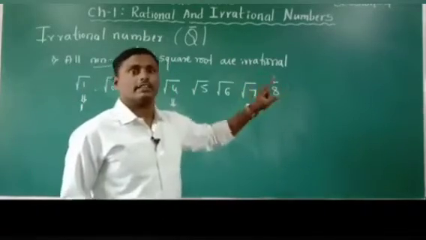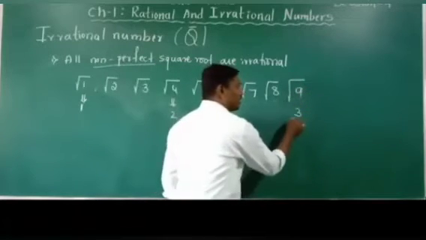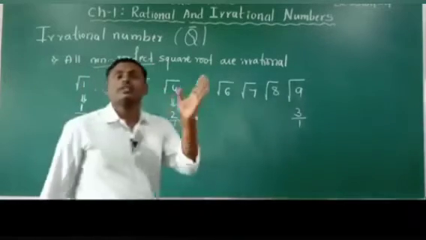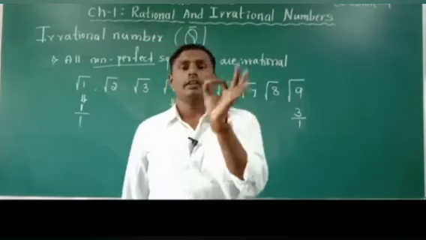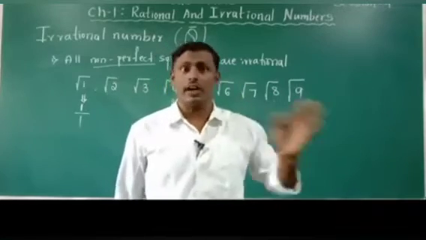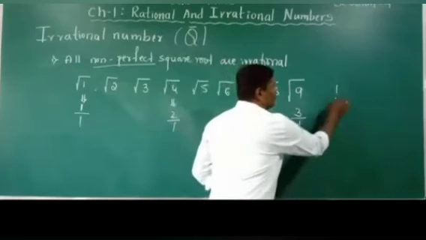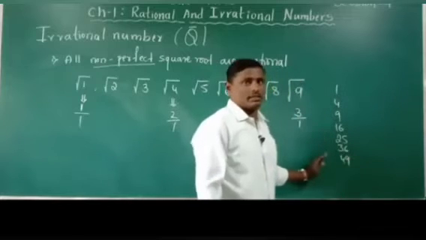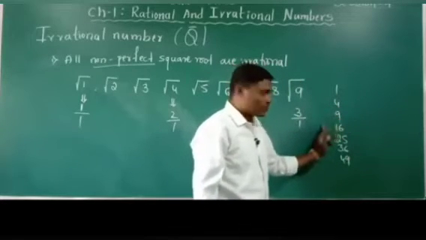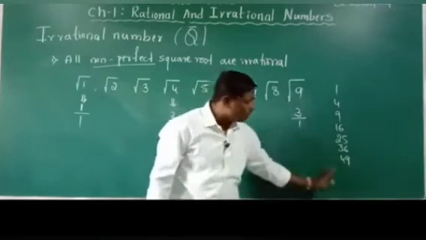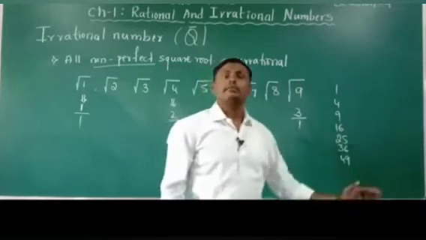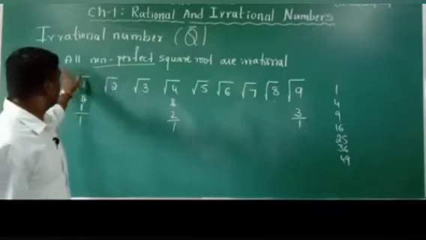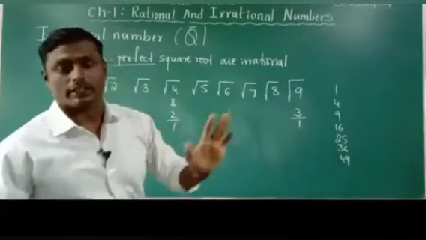Root 9 is a rational number, because what is the value of root 9? 3. 3 can be represented in the form of a rational number: 3 by 1, 2 by 1, 1 by 1. So all the perfect squares are rational numbers. For example 1, 4, 9, 16, 25, 36, 49, these are the square numbers, right? Square of 1, square of 2, square of 3, square of 4, 5, 6, 7. So other than these numbers, all the numbers are considered irrational numbers. Okay, so all non-perfect square roots are irrational numbers.